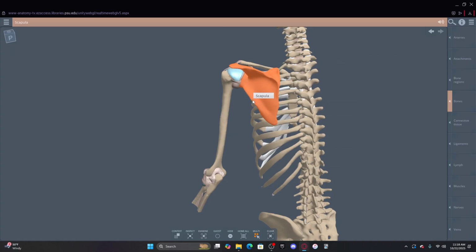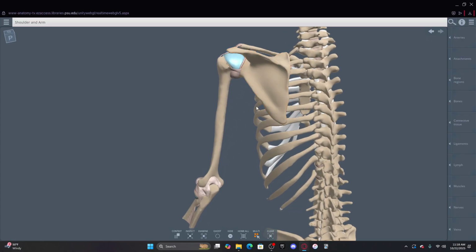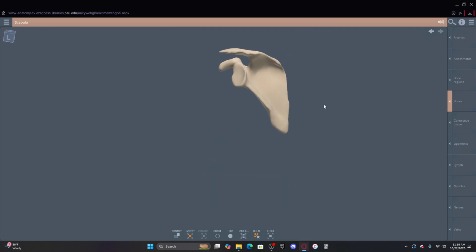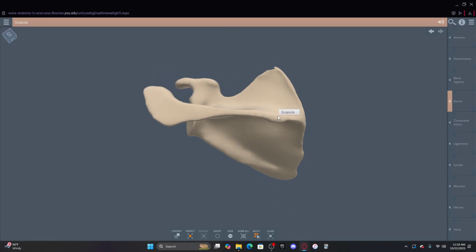This is our lateral border of the scapula, toward the lateral side of the body. Then we also have our inferior angle of the scapula. So again, medial border, lateral border, inferior angle of the scapula. We also have our scapular spine, which is here.